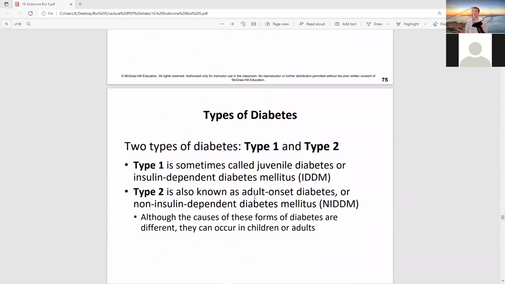And there are two types of diabetes. We have type 1 and type 2. Type 1 is sometimes called juvenile diabetes or insulin-dependent diabetes mellitus. Type 2 is also known as adult onset diabetes or non-insulin dependent diabetes mellitus. Although the causes of these forms of diabetes are different, they can occur in children or adults.